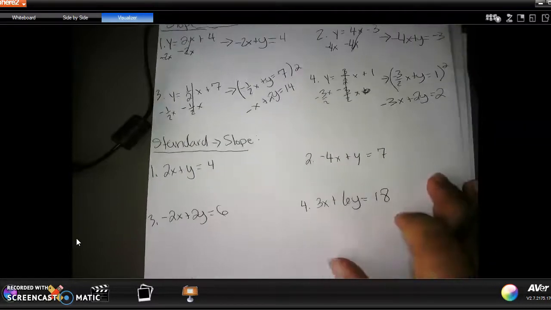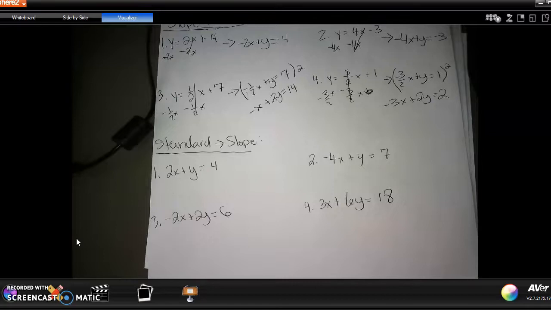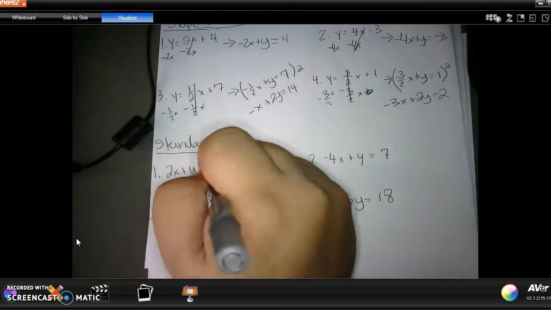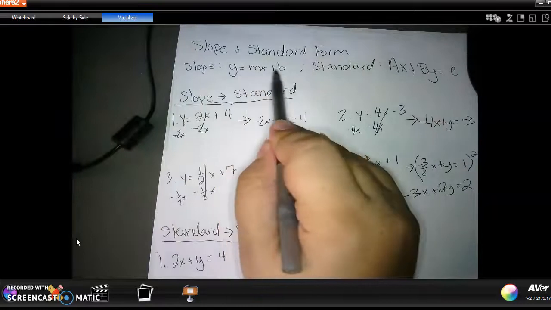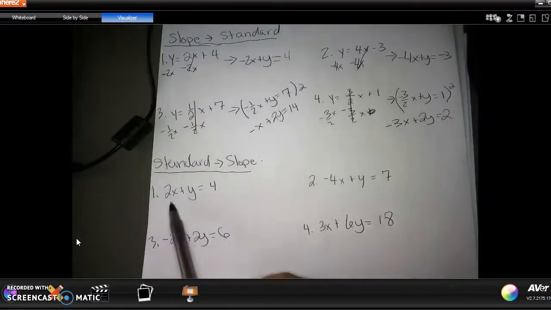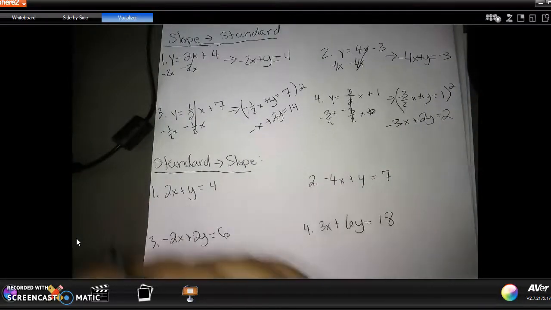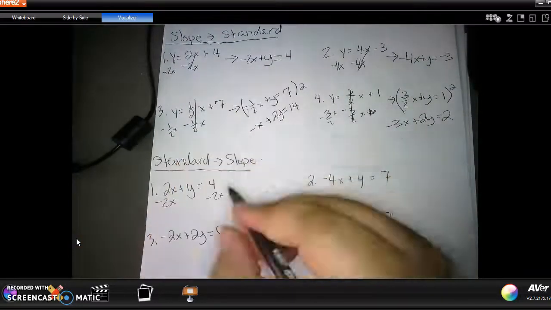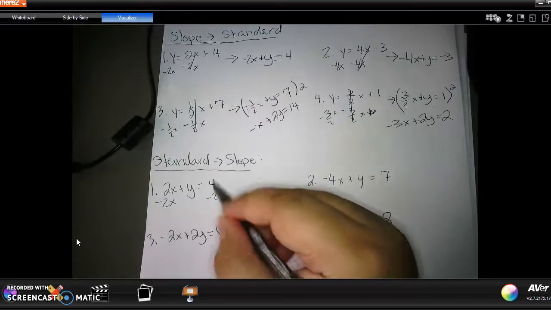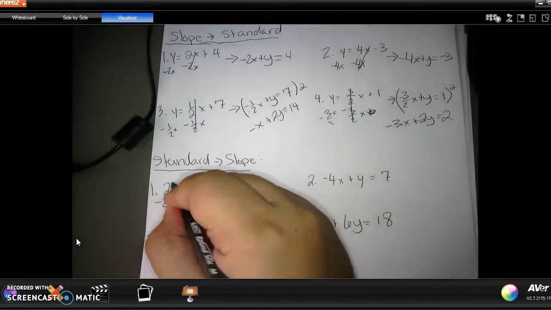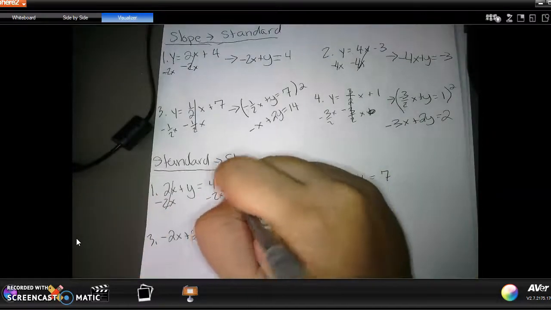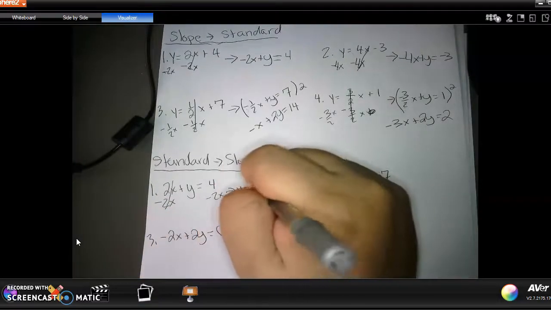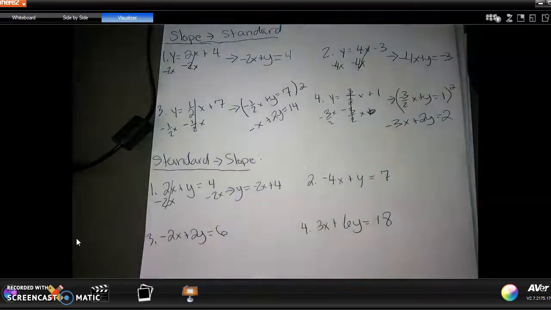Now, if we're doing the opposite, going from standard to slope, it's about the same thing, right? So, we have 2x plus y equals 4. Now, if you remember, slope looks like y equals mx plus b. This is close, but we have to move some stuff around. So we start with negative 2x on both sides. Well, this 4 does not have an x, so I cannot do anything with these two. These, however, will cancel. Then you draw your arrow, and you have y equals negative 2x plus 4. Alright?